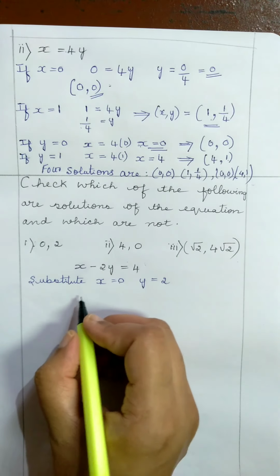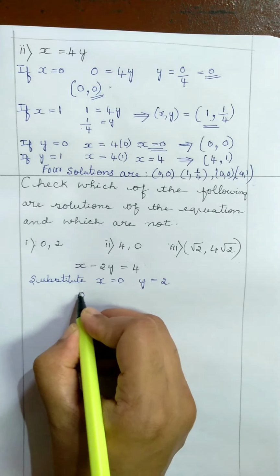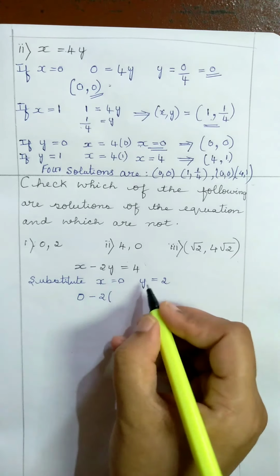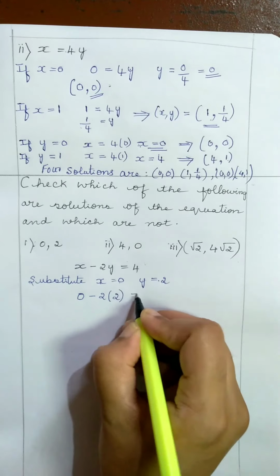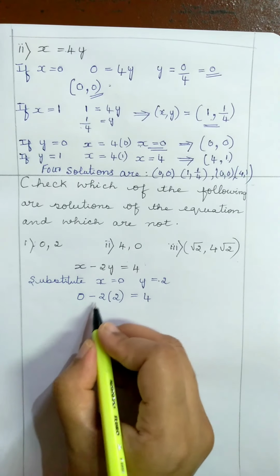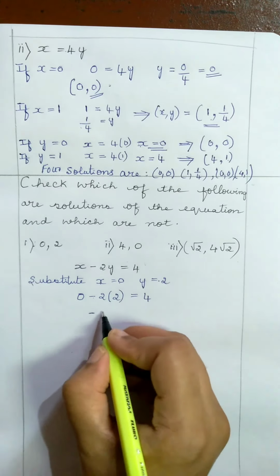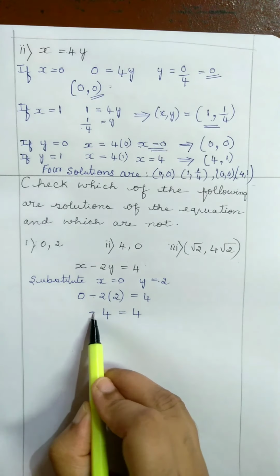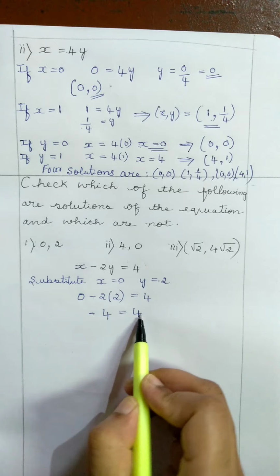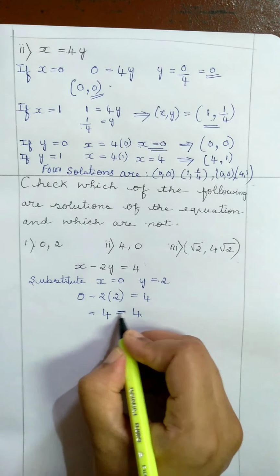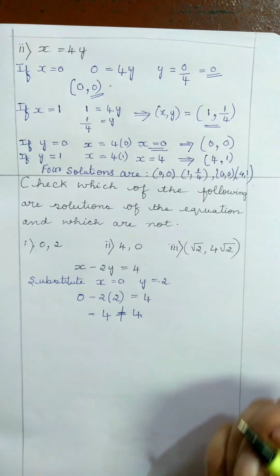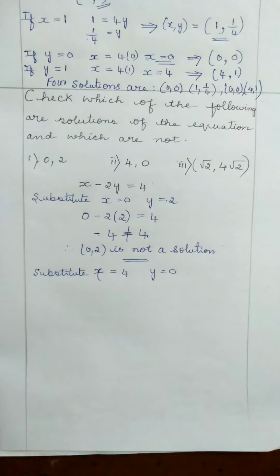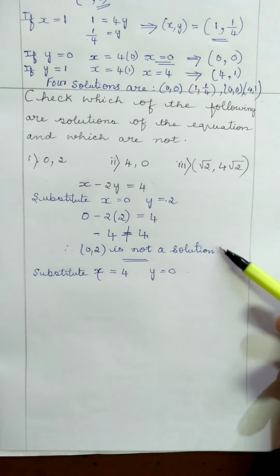Now let us substitute the first option, x equal to 0 and y equal to 2, in this equation. So when you substitute, the x value is 0 minus 2 into the y value 2 is equal to 4. 0 minus 2 2s are 4 equal to 4. Therefore, we have on the left side minus 4 and on the right side we have 4. Therefore, minus 4 is not equal to 4. Therefore, that is not a solution. Therefore, (0, 2) is not a solution.